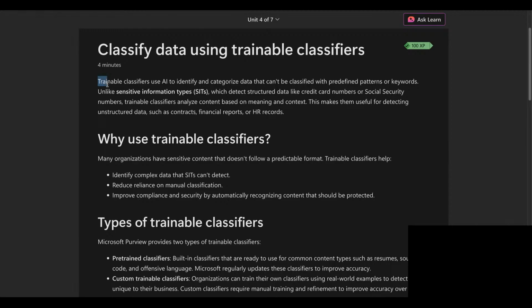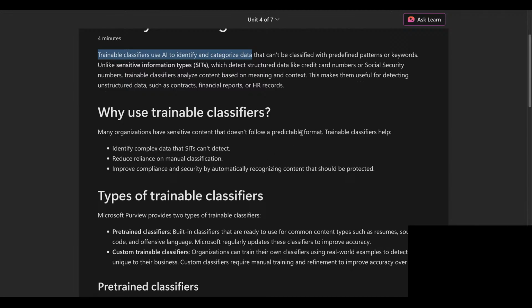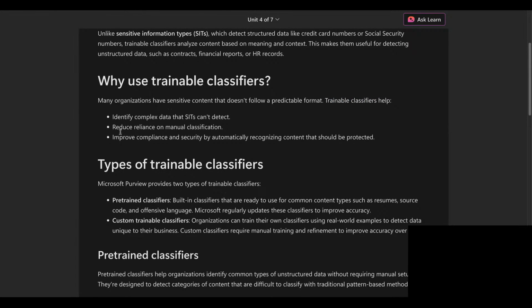Okay, let's have a look at trainable classifiers. They use AI, right, to identify and categorize data. But the good thing about it is that because data doesn't follow a predictable format, trainable classifiers can assist you in that. They can identify complex data, like I said, things like unstructured data, like source codes or complicated data. Trainable classifiers can detect that, and it can reduce manual reliance.